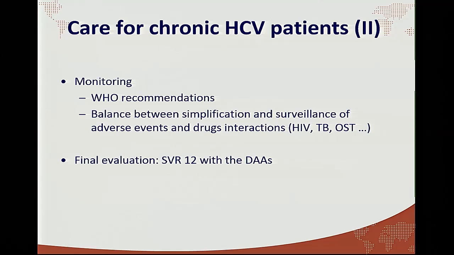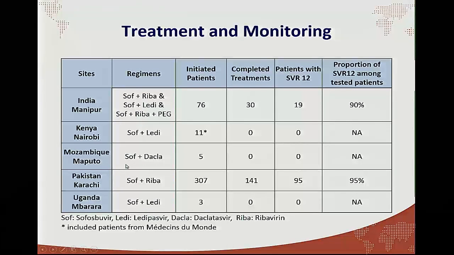So for monitoring, we also follow the WHO recommendation, but we try to simplify as much as possible, keeping this balance between surveillance, safety, and access to the test. We started to treat patients in 5 different sites, and we use different regimens according to the genotype, but also according to the availability of the drugs.